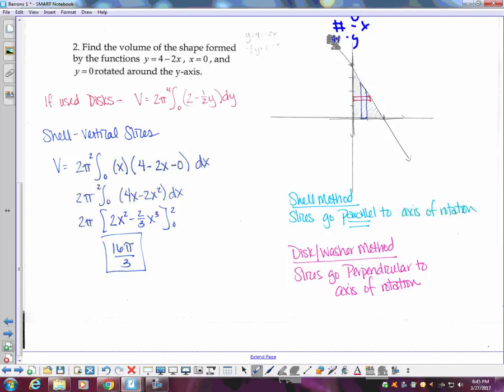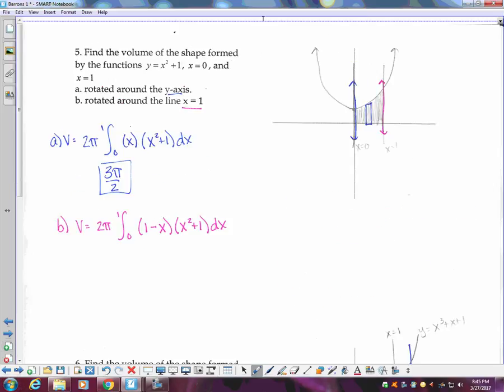Okay, disc and washer, your slices have to be perpendicular to the axis of rotation. For a shell, you are parallel to the axis of rotation. Okay, this is a good one that shows if the axis of rotation is moved.